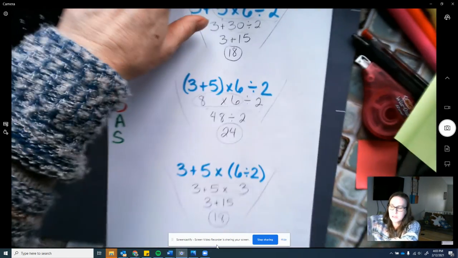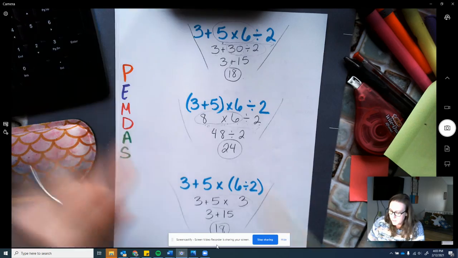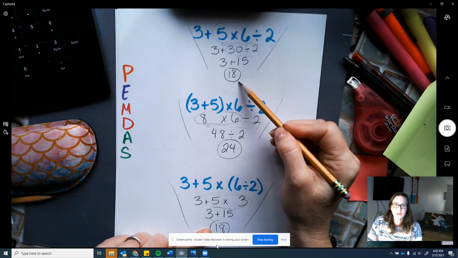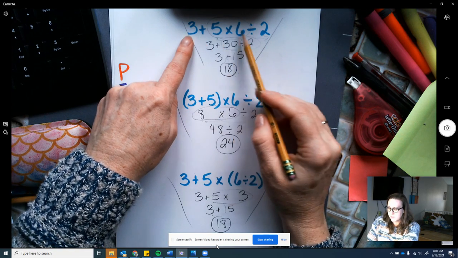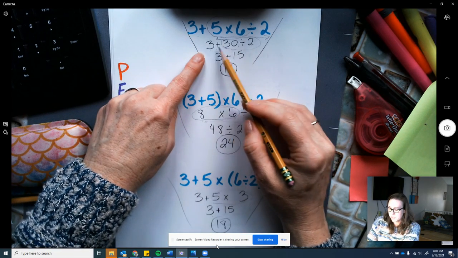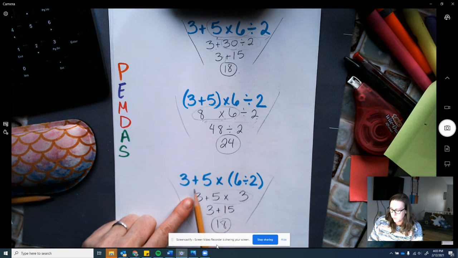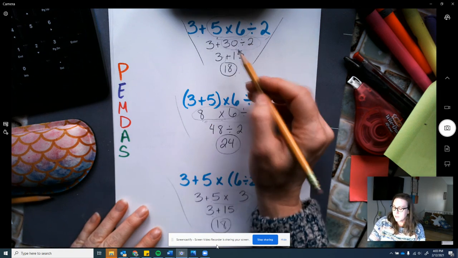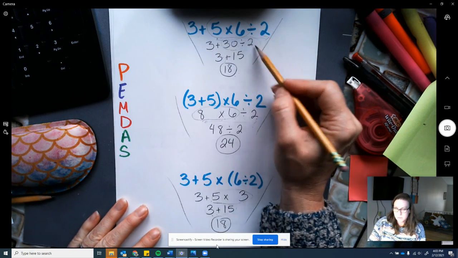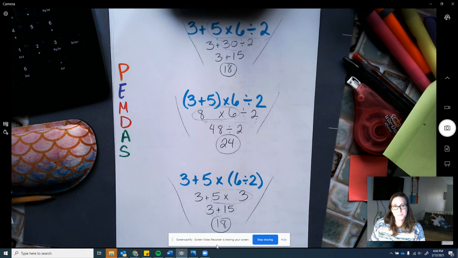Let me back this up just a little bit so that you can see both of them. These two ended up with the same answer, but they got there slightly differently. This one went from 3 plus 5 times 6 divided by 2 to 3 plus 30 divided by 2. This one went to 3 plus 5 times 3. Both ended up, the second one came down to 3 plus 15, 3 plus 15. So it ended up being 18 total, but it had a different path to get there. So they actually are a little bit different.